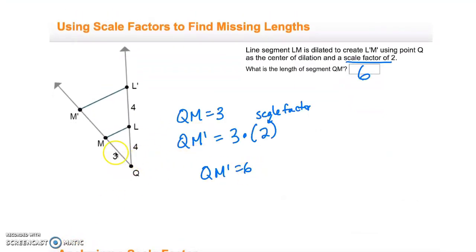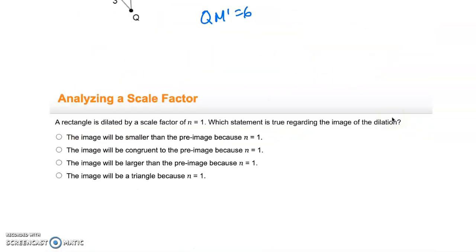In this case, we're given one of the lengths and the scale factor. So all we need to do is take our original length, multiply it by the scale factor, and we get the length of the new segment, which is 6.